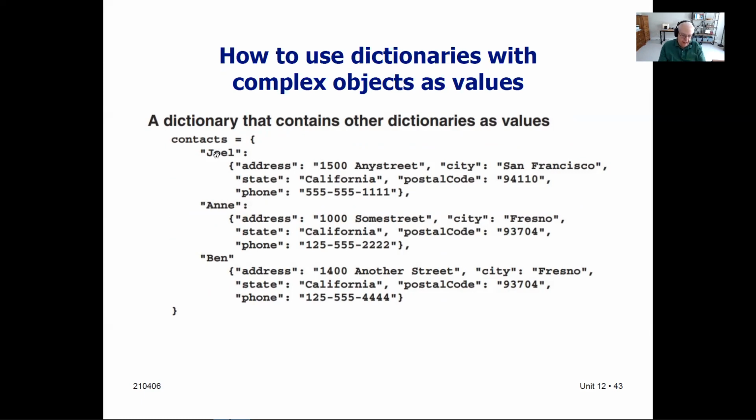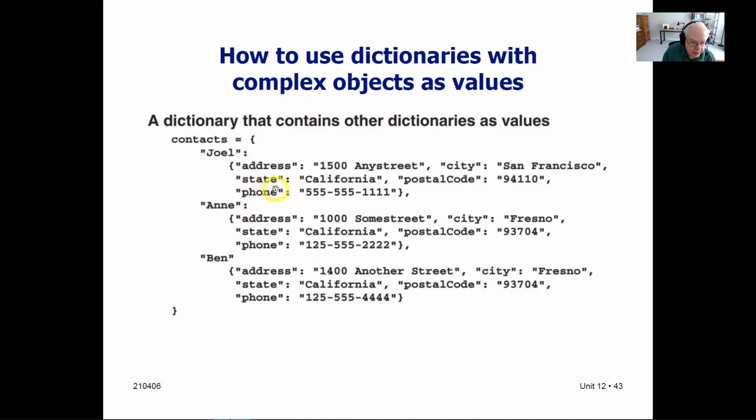So the keys in the contacts dictionary are Joel, Ann, and Ben in this example. So these are the contacts' names. That's what I was trying to say a minute ago. For all the data for each of these names, we have a second or embedded dictionary. And you can see there's 3 keys for each one of these.